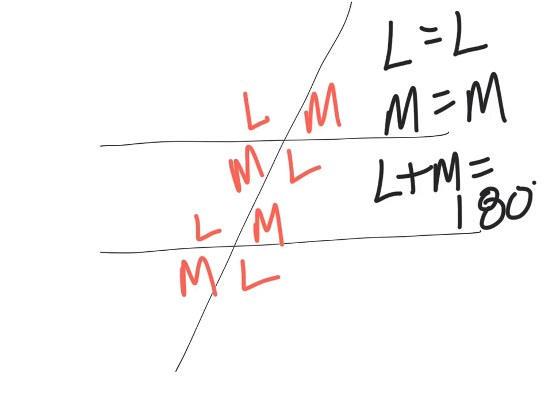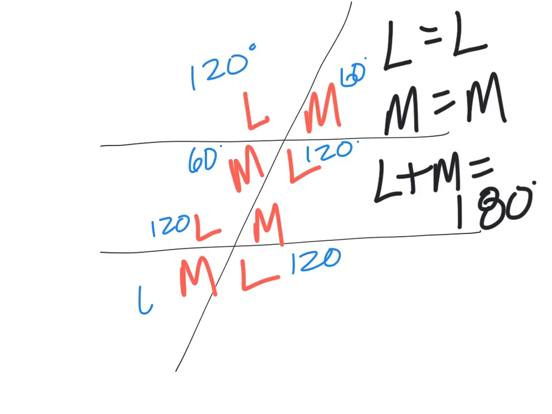So, for example, if I showed you something like this, and I specifically said that this angle was 120 degrees, I know this is 120, I know this is 120, and I know that this is 120. And because L plus M equals 180, I automatically know that this is 60, this would be 60, this would be 60, and this would be 60. So that's an easy way to figure out all 8 angles based on parallel lines cut by a transversal. Please copy that down somewhere.